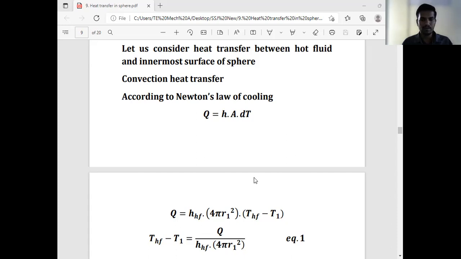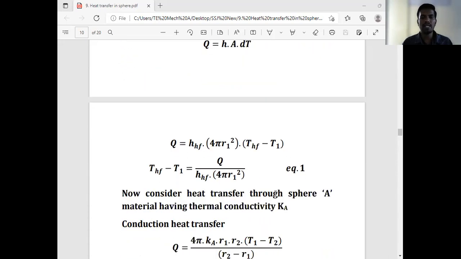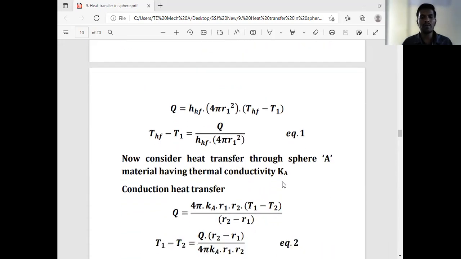Then how to write this equation? We have to rewrite it in the form of temperature difference. So THF minus T1 is equal to Q divided by HHF into 4 pi r1 square. We have rewritten the same equation, the equation for the temperature difference. So all of you write down THF minus T1 is equal to Q divided by HHF into 4 pi r1 square and give it equation number 1.